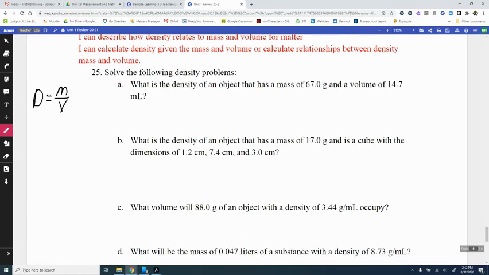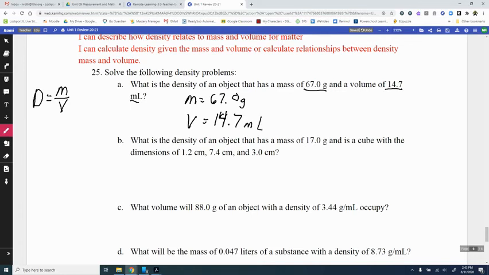Okay, so next we have to identify our parts, what we have. Grams are always going to be mass, so our mass is 67.0 grams. It says volume here, and it gives you milliliters, so that's our volume. V equals 14.7.